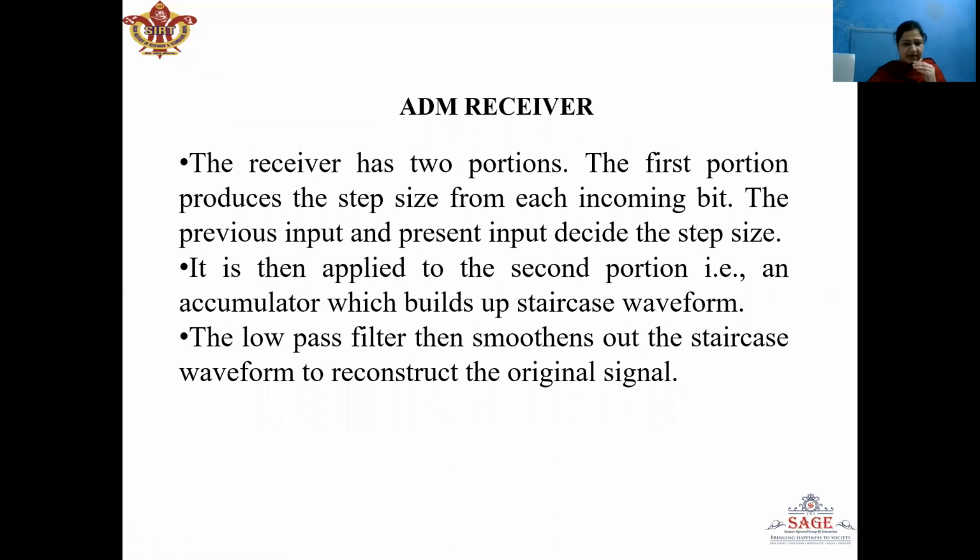So here the receiver has two portions, as already explained. The first portion will produce the step size from each incoming bit, and then it is applied to the second portion, which is an accumulator, which builds up a staircase waveform, which is our approximated signal. The low pass filter then smoothens out the staircase waveform to reconstruct the original signal. Now this is how we will receive our message signal back.